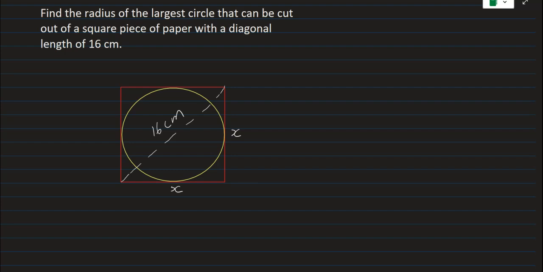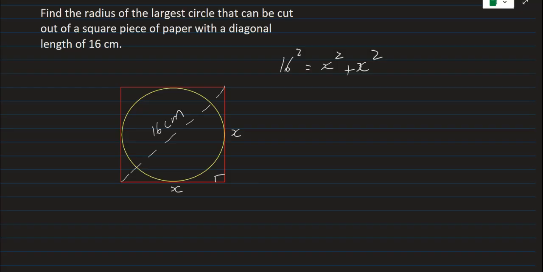To do that, we're going to use Pythagorean, and Pythagorean says 16 squared is equal to x squared plus another x squared. Remember, the Pythagorean theorem is on a right angle triangle, and half of the square is a right angle triangle with 90 degrees, so we can use the Pythagorean theorem in here. So when you do this, what do you get?